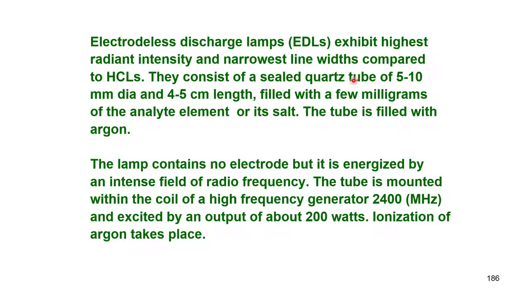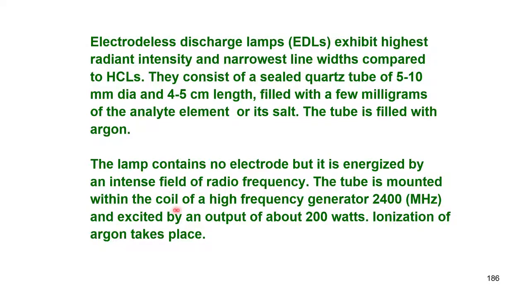So, it consists of a sealed quartz tube of about 5 to 10 mm diameter and 4 to 5 centimeter length, and it is filled with a few milligrams of the analyte element. This is a very important aspect of any atomic absorption: you need to have a salt of what you want to analyze. You can put the element itself or its salt also. This tube is filled with argon, to set up the glow discharge. So, the lamp contains no electrode, but it is energized by an intense field of radio frequency.